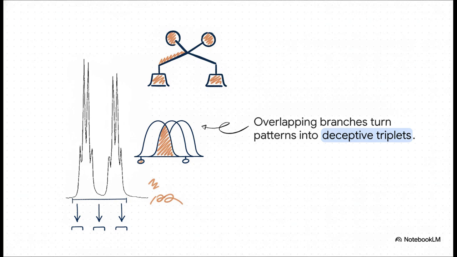Well, by measuring the distances between the peaks in Hertz, we can extract our exact coupling constants. We find one large vicinal coupling of about 5.2 Hertz and 2 smaller allylic couplings of 1.5 Hertz. And here is the kicker. Because those 2 smaller couplings happen to be nearly identical, the inner branches of our tree diagram actually overlap. The coincident branches add together, turning a complex pattern into something that deceptively resembles triplets.